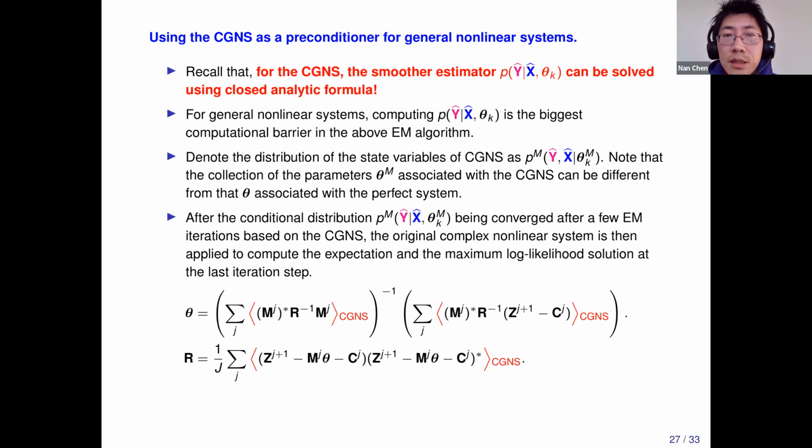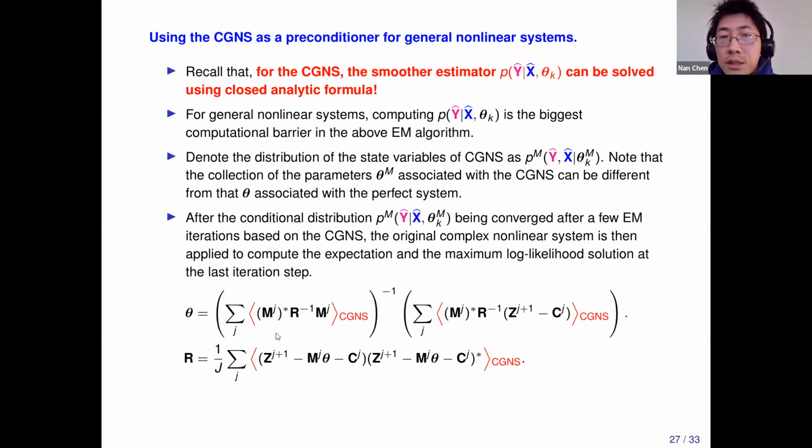So what we do here is we propose a conditional Gaussian model. We call the associated distribution PM, and we call the associated parameters theta m. So remember here, because we propose a different model, the model using this constrained Gaussian framework may contain different parameters from the truth, but that doesn't matter. All that matters is we want to use this constrained Gaussian nonlinear system to solve this conditional distribution. Then we'll pass such information to our original nonlinear system with arbitrary form.